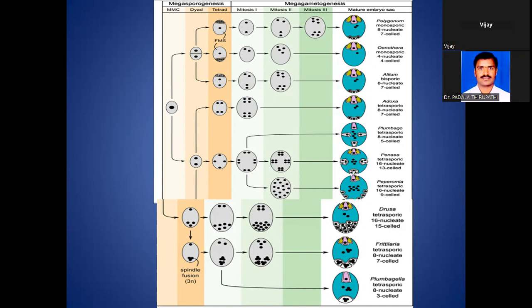But my request is, when you are sharing this PPT in the WhatsApp group, it is very good to remember the points. Actually, here different types of monosporic, several types are there, bisporic, several types are there, in tetrasporic nearly 6 to 7 types are there. So it is very difficult to remember. That's why share this PPT in the WhatsApp group.